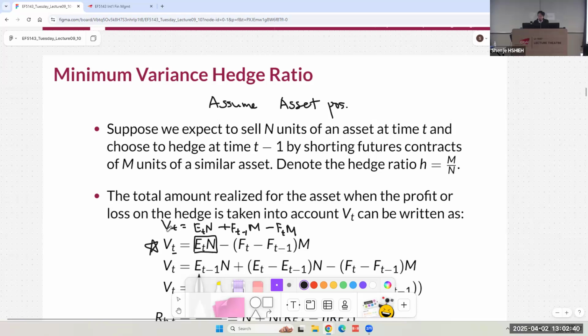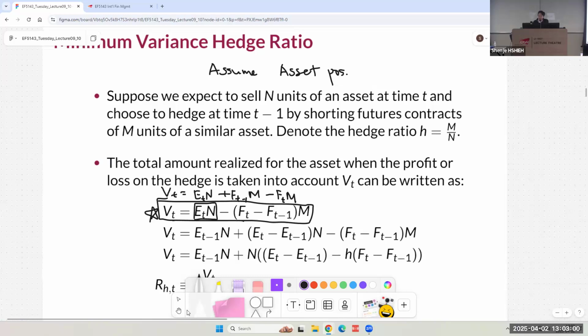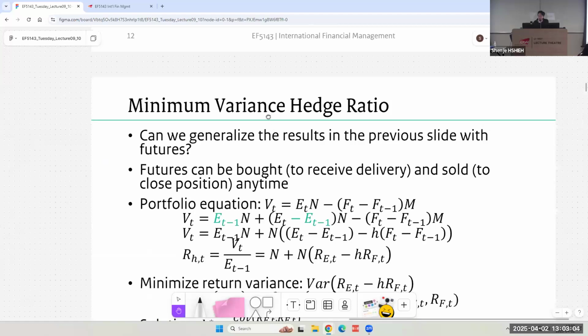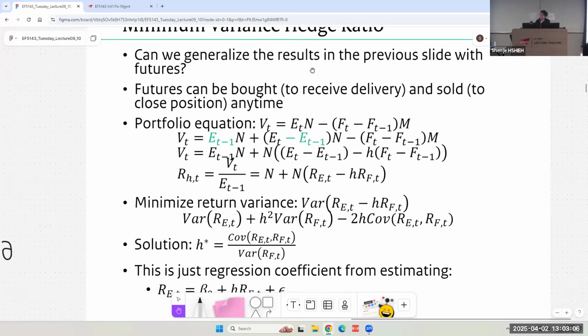All right, so this is our starting point. This is our objective function, so to speak. Meaning that this is something we want to work with to either calculate its variance and try to minimize this portfolio value. All right, so to make it clear, I'm going to switch to my other slides because I give you a more precise way to reformulate that portfolio equation.